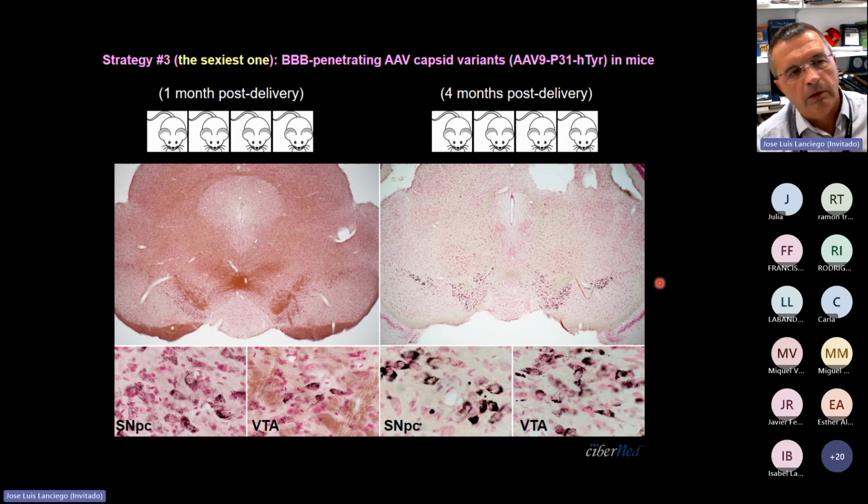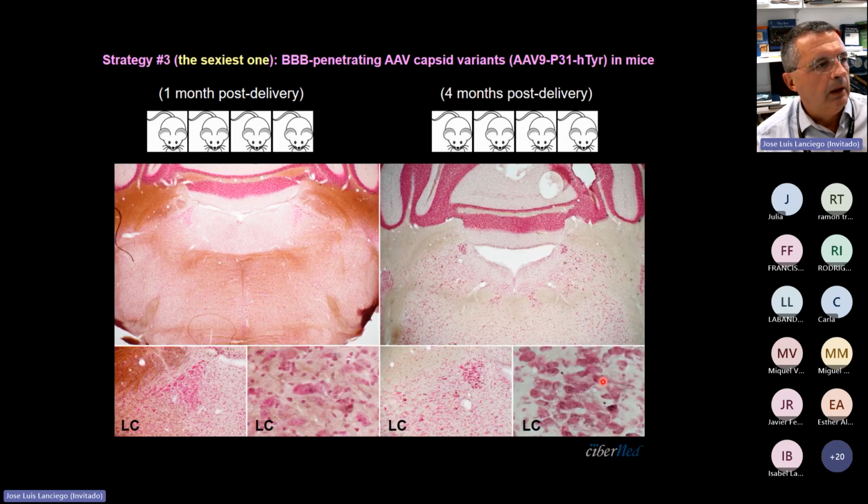Of course, you are going to express tyrosinase all over the brain. But the main advantage is that only catecholaminergic neurons are going to be pigmented, because you need to have a catecholaminergic phenotype to be able to accumulate neuromelanin. These are some results at the level of the locus coeruleus, which is another catecholaminergic center.